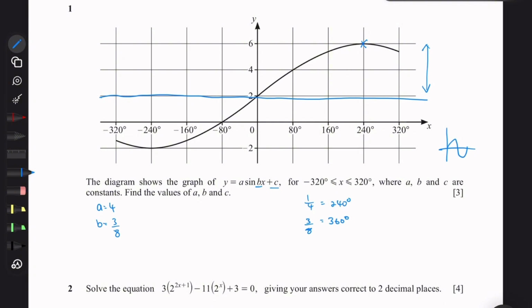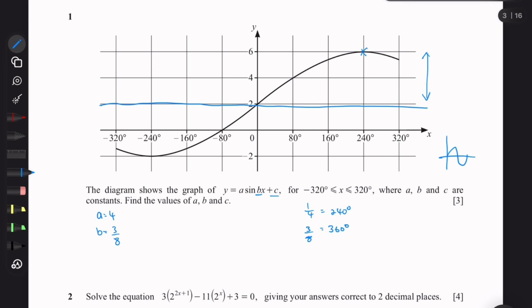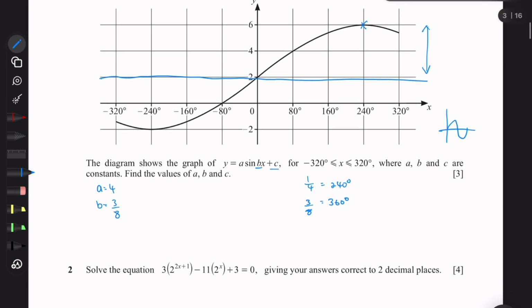Okay, to find the c value, it will help that we know the amplitude is 4, so the peak of the graph will be at y equals 4 if it hasn't been shifted up or down. But because the peak is at 6, we know that it's shifted up by 2, so c equals 2.